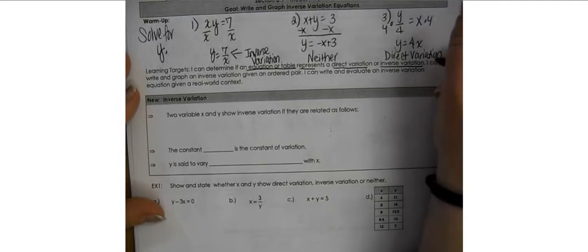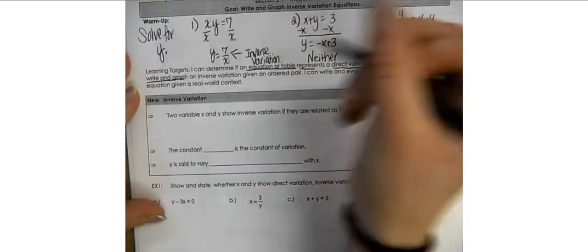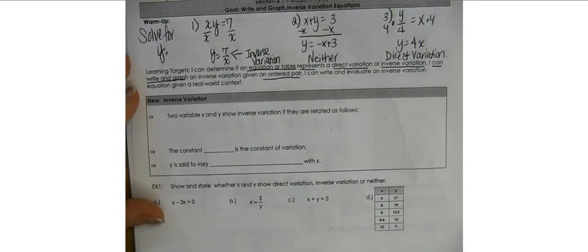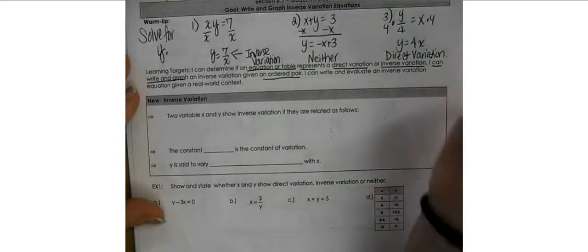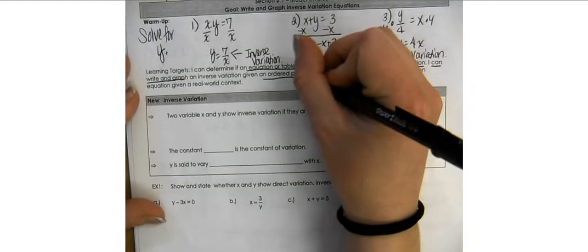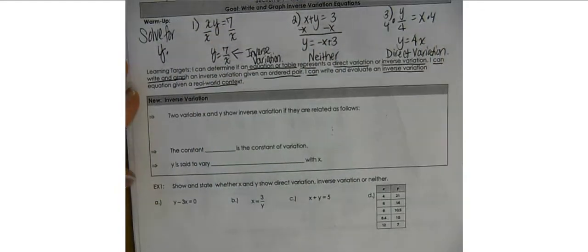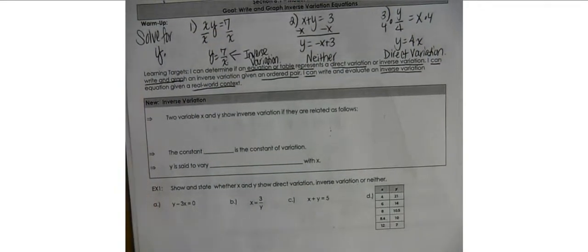The other target is I want you to be able to say, I can write and graph an inverse variation given an ordered pair. So you're going to receive one ordered pair, just like you did with direct variation. And I can write and evaluate an inverse variation given a real-world context. There's going to be a phrase that you're going to be looking for in real-world contextual questions that's going to tell you that it's an inverse variation.